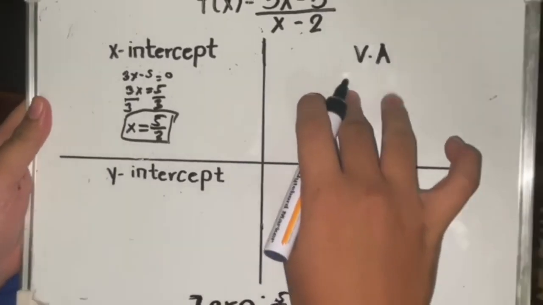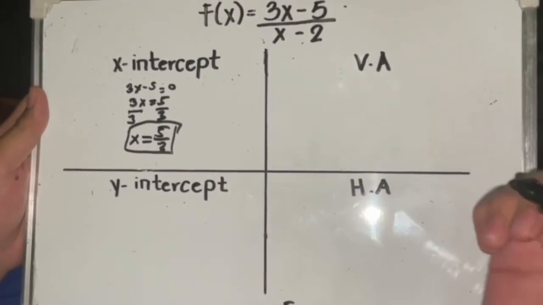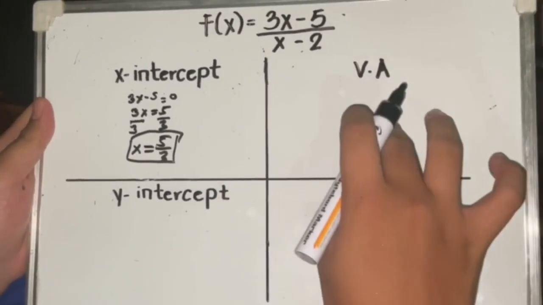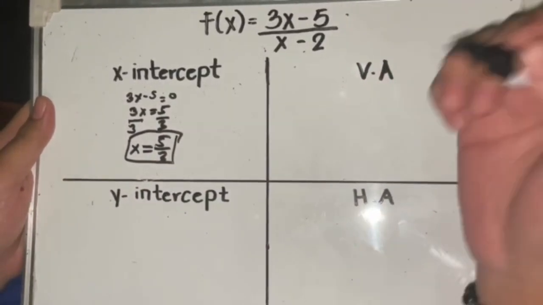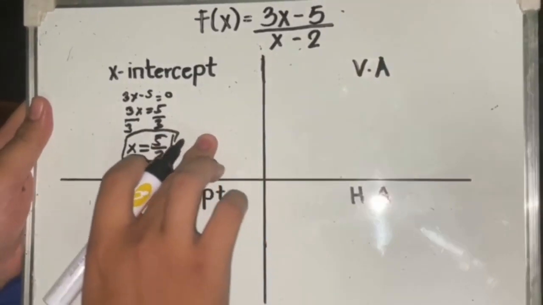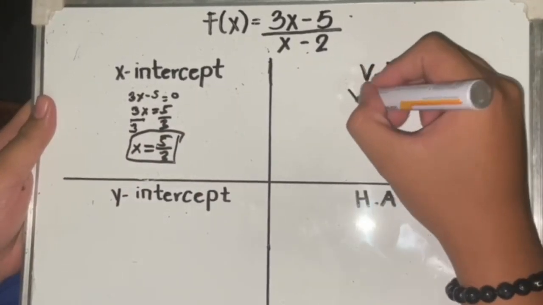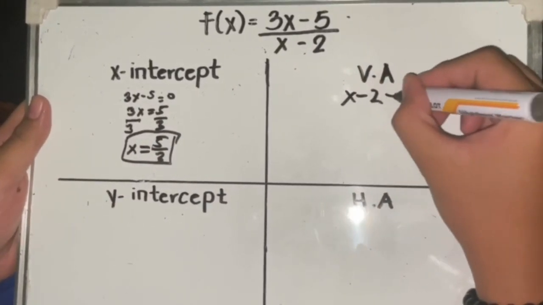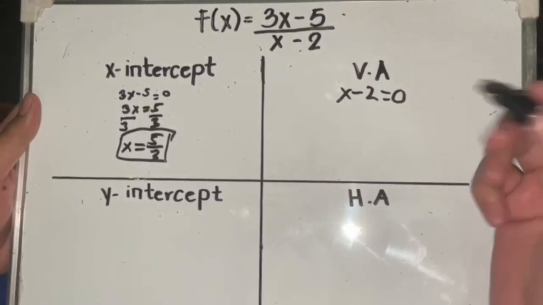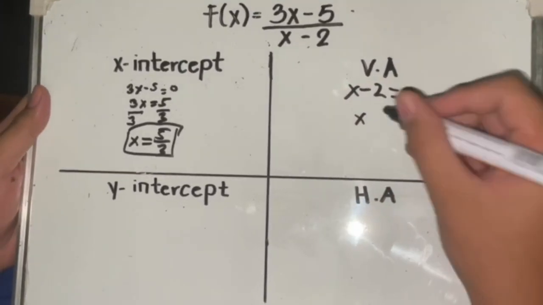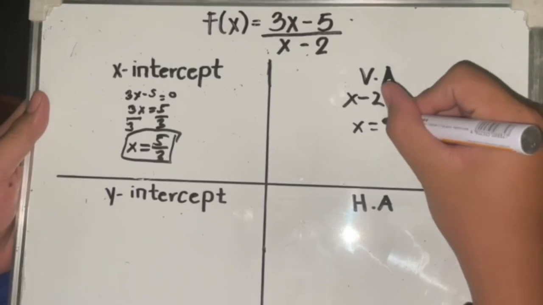So we're going to move to the vertical asymptote. The vertical asymptote is solved the same way as the x-intercept, but we use the denominator. Just like how we solve the x-intercept, negative 2 transposed to the right side becomes positive. So the final answer is equal to positive 2.